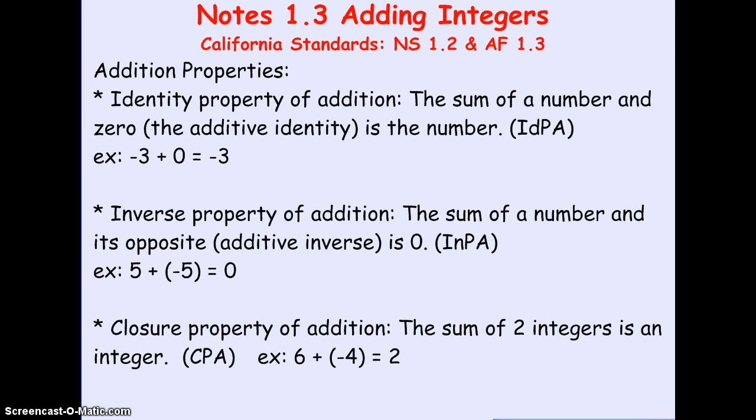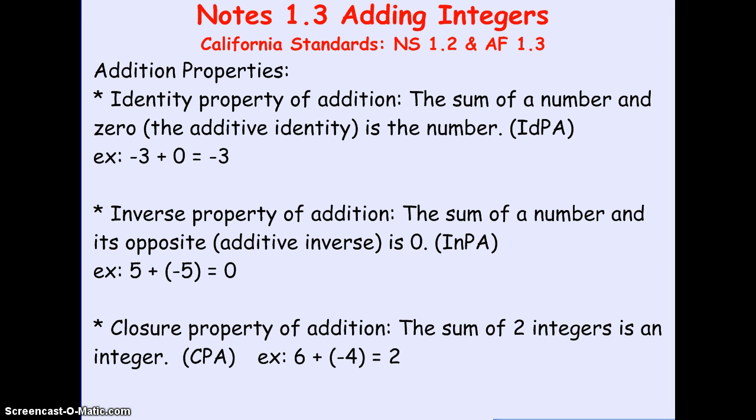For our properties today, we have the identity property of addition. Think of when you keep your identity, you're staying the same. So the sum of a number and 0, which is the additive identity, is that number. And we summarize that property by saying IDPA, identity property of addition. Make sure you write down all of these properties as well as the examples that you have to refer to. In this example, we have -3 plus 0 equals -3.